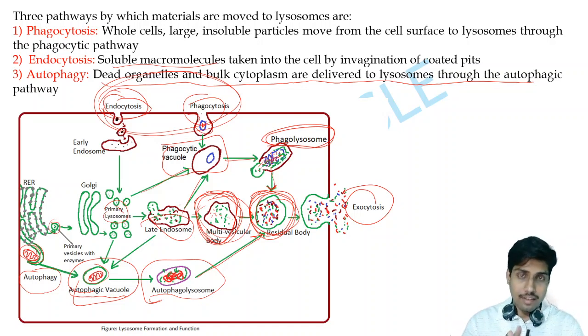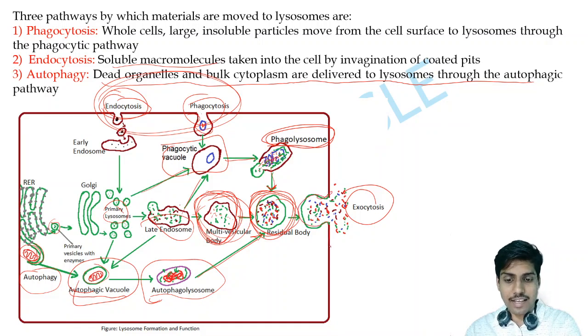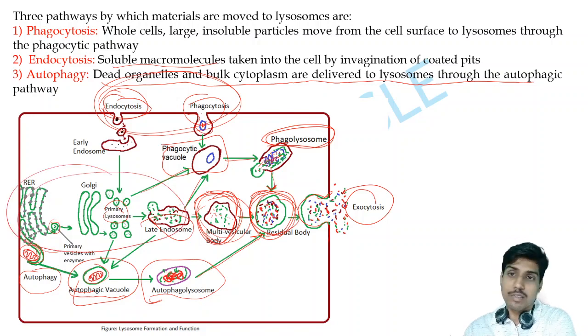Okay, and the residual body is the kind of body which has no active lysosomal enzymes in it. Okay, it is just an end product of all this process. And once it is formed, it is obviously not of any use to the body. So the content of this residual body is expelled from the cell by the process of exocytosis. Okay, so this diagram we can say is the origin of the lysosome, and all of these are what? Functions of the lysosome.